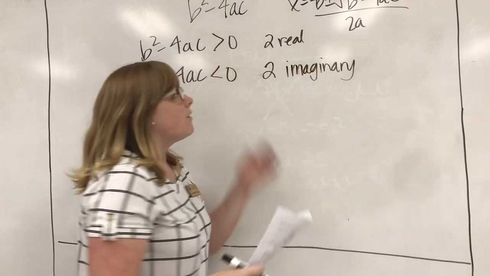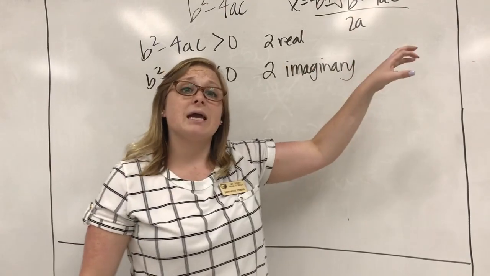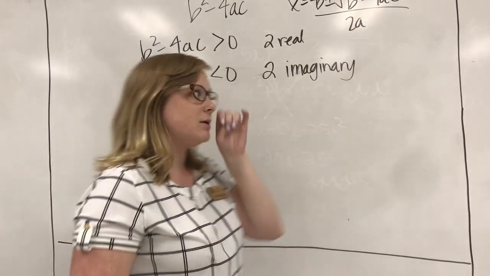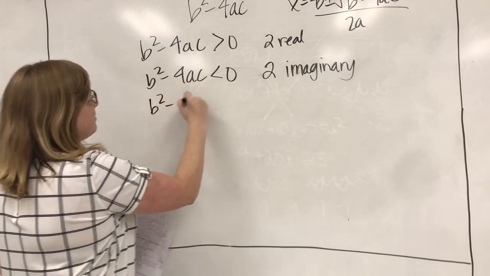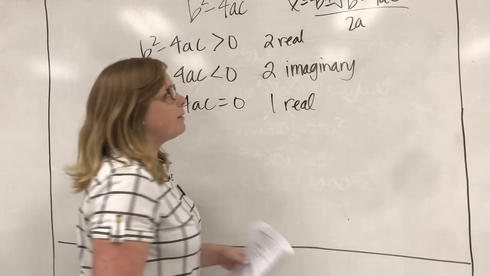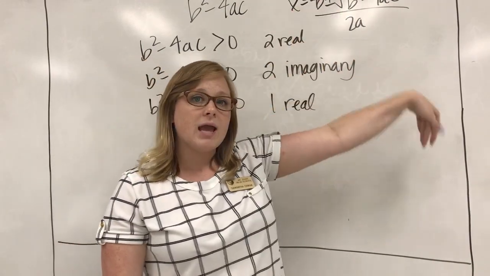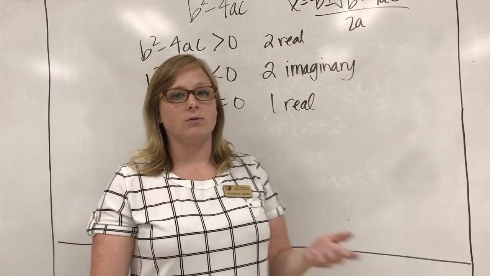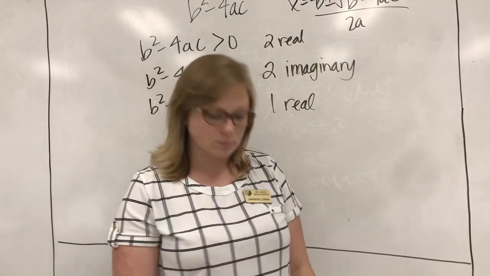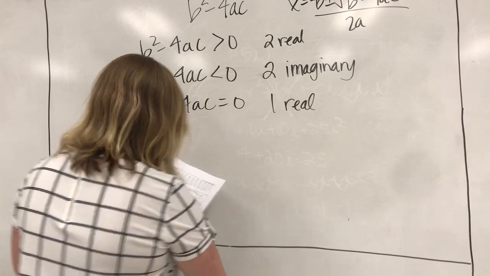That means that we took the square root of a negative number, which brought an i out, which is what made it imaginary. And then, if it equals 0, we just have one real. That means we took the square root of 0, and it ended up being plus or minus 0, and if we add 0, subtract 0, it does not change that first value. All right, so let's do A, B, C, and D.